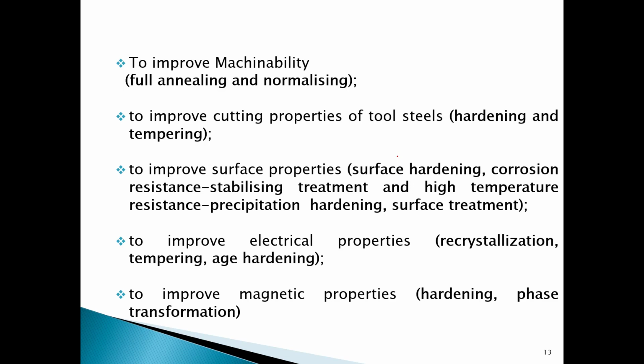to improve surface properties, by surface hardening; corrosion resistance, by stabilizing treatment; and high temperature resistance, by precipitation hardening and surface treatment; to improve electrical properties; to improve magnetic properties. So these are all the objectives of the heat treatment process.